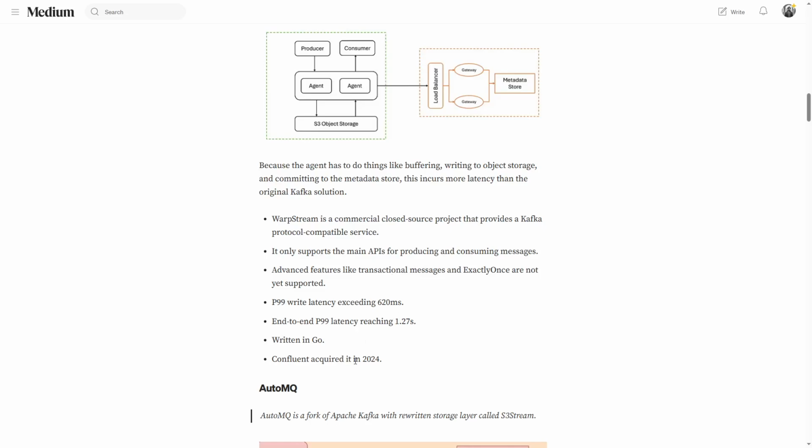But now Confluent has both Freight Clusters as well as WarpStream, and I think they will completely absorb this tech either into their Freight clusters or into one of their own offerings.